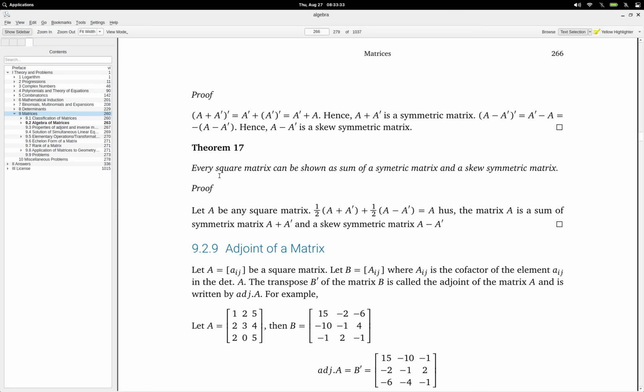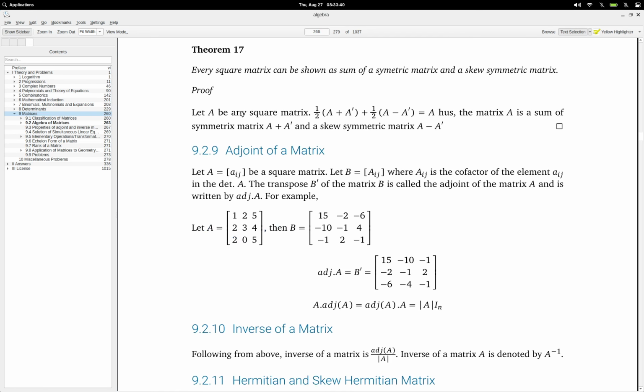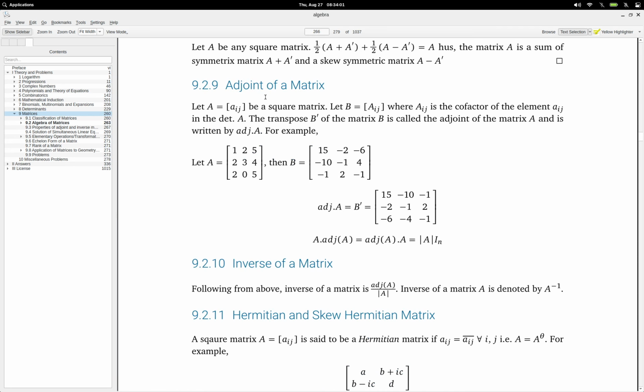Now we have another theorem. Every square matrix can be shown as a sum of a symmetric matrix and a skew symmetric matrix. The proof is given here. Let A be any square matrix. Half of (A plus A prime) plus half of (A minus A prime) is equal to A. Thus, the matrix A is a sum of the symmetric matrix A plus A prime and a skew symmetric matrix A minus A prime.